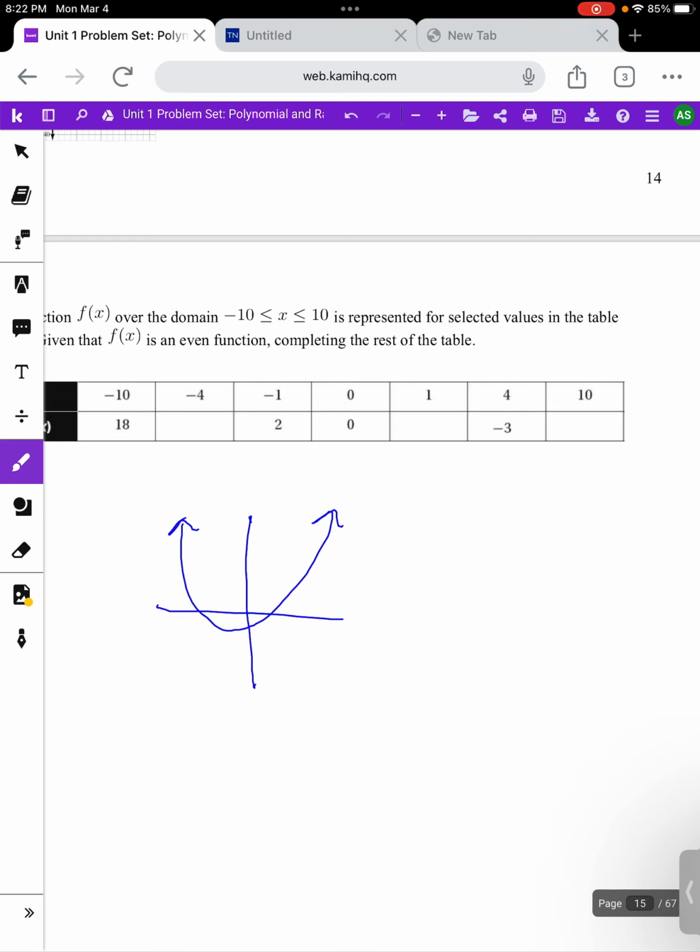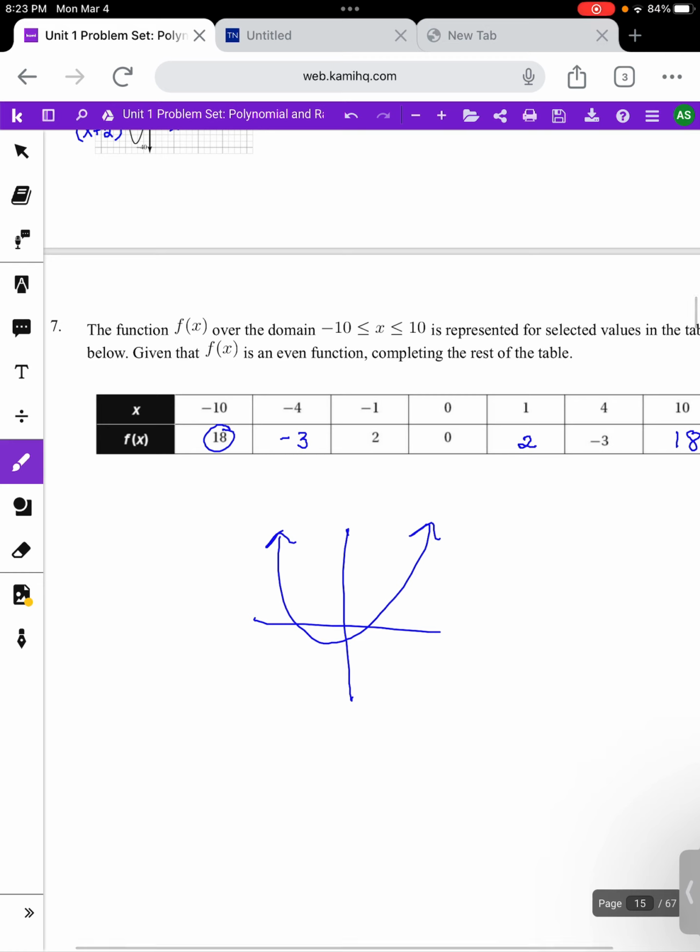So if negative 10 is 18, then 10 is 18. If 4 is negative 3, then negative 4 is also negative 3. And if negative 1 is 2, then 1 is 2. So it should look like that, because if it's an even function, it's symmetrical across the y-axis.